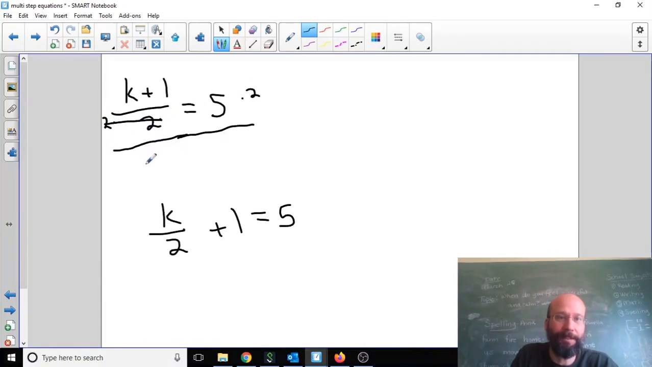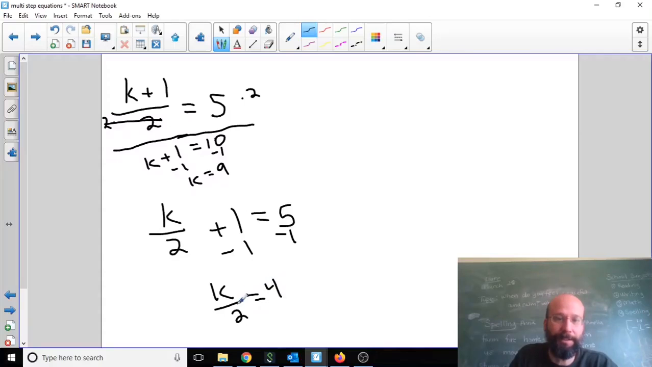That gets rid of this, and you're left with k plus 1 equals 10, and then minus 1, k equals 9. Because this isn't one big fraction, I mean, it's one fraction here plus 1, you want to move this 1 over by subtracting it, and you're left with your fraction equals 4. And then now you can take care of the fraction by multiplying it by the bottom number. So k equals 8. Great.